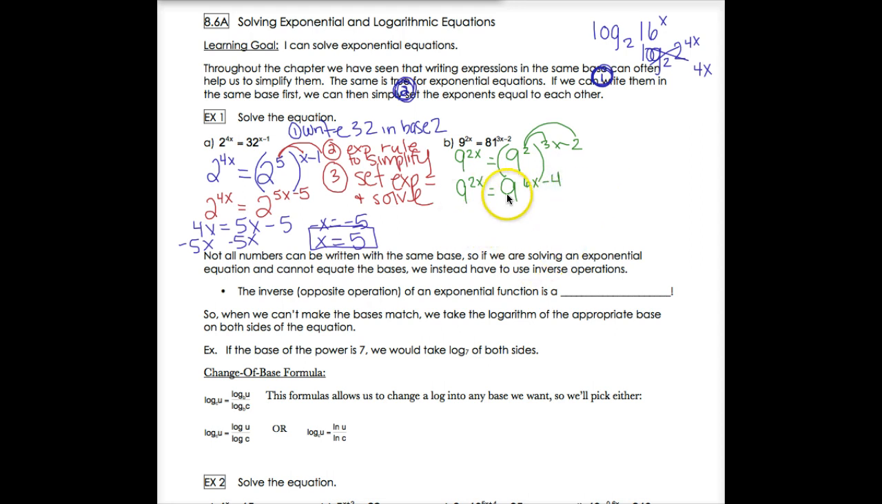Now the bases match, so I can drop the bases, and I've got 2x equals 6x minus 4. So subtract 6x on both sides. Negative 4x equals negative 4. So divide by negative 4, and hopefully you came up with x equals 1.